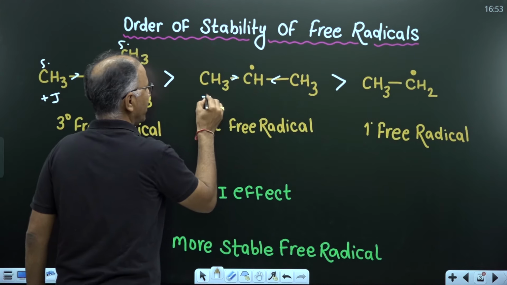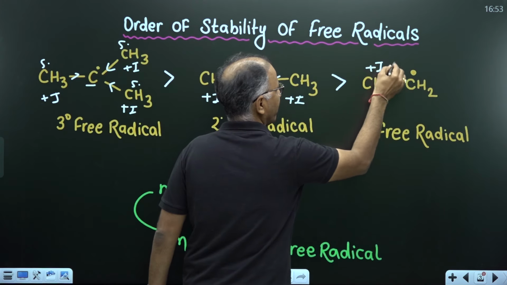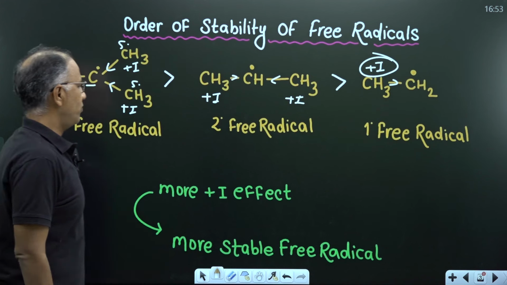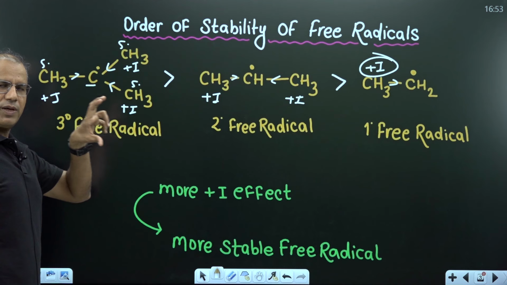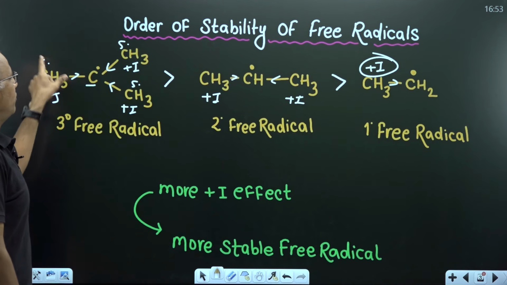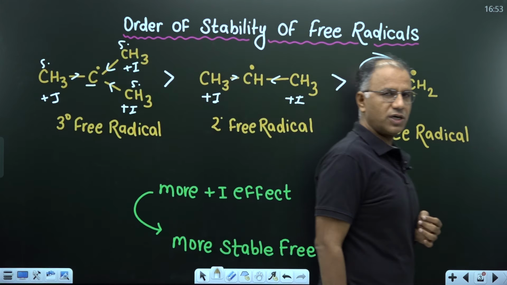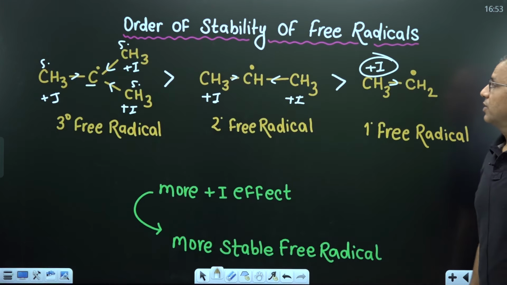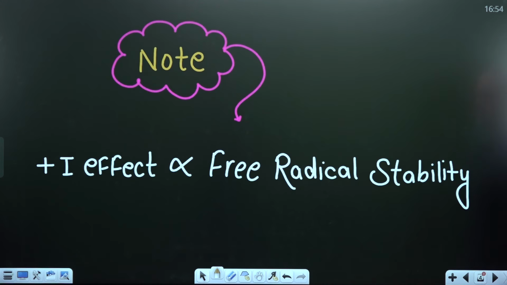Similarly, how many electron donating groups are there? 2 plus I. Similarly, how many electron donating groups are there? 1 plus I. The more the plus I effect, the more will be the stability of free radical, because with more plus I, the octet of carbon will be more complete, or we can say more plus I means more distribution of electron, and more stability. This means plus I is directly proportional to stability of free radical. Pause the video and write this stability. It is similar to the stability of carbocation.